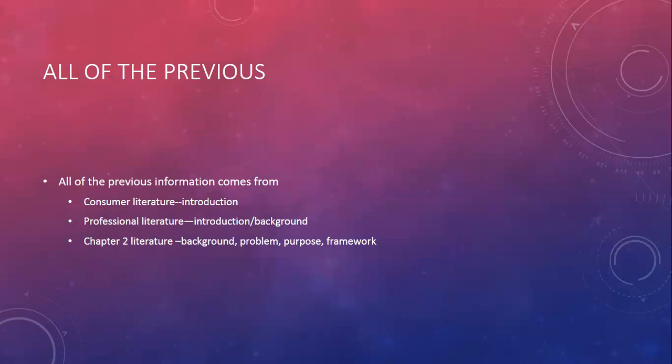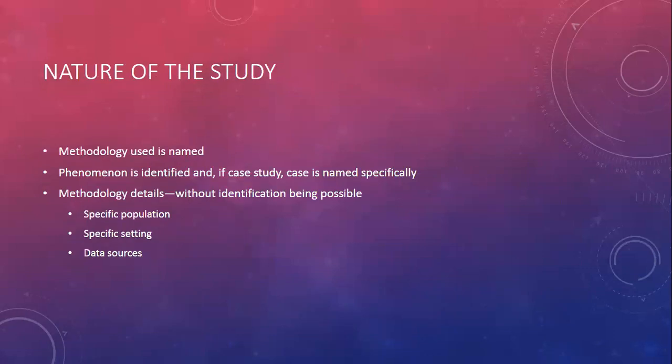The introduction is really the only place where you're going to have anything that is consumer-based literature, because you're talking about your social problem there. The nature of the study is going to be where you start to bring in Chapter 3. The methodology that's used is going to be named there. You're going to name the phenomenon that you're identifying and that you're going to study. And if it's a case study in particular, you're going to name the case very specifically.